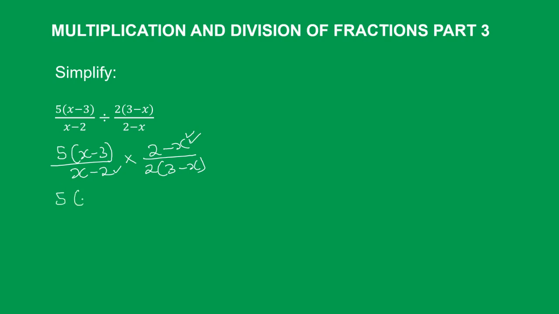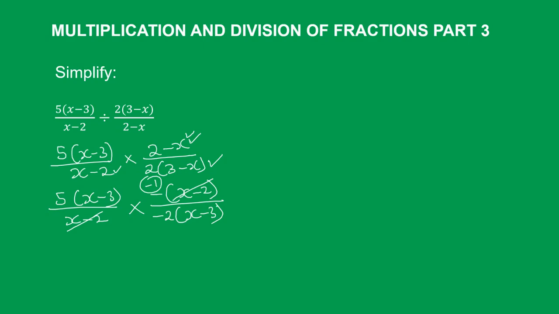So it becomes 5 times (x minus 3) over (x minus 2) times, factor out -1, then becomes x minus 2. We have to change this one also to become x minus 3. So it becomes -2 times (x minus 3). X minus 2 divided by x minus 2 is 1. We remain here with -1. And then x minus 3 divided by x minus 3 is 1. We remain here with -2. Okay, and then at the top, we have -1 divided by -2, that makes it positive. So we just remain with 5 over 2.